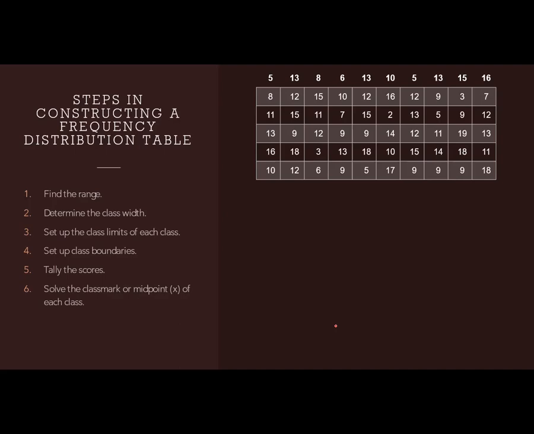So in finding the range, we have to take note that we are going to arrange the scores from lowest to highest for us to be able to determine the highest score and the lowest score. Because in finding the range, R is equal to the highest score minus the lowest score.